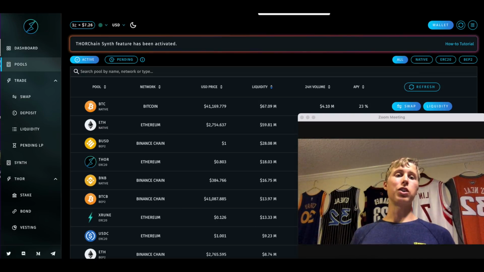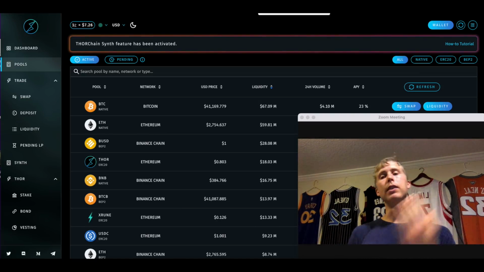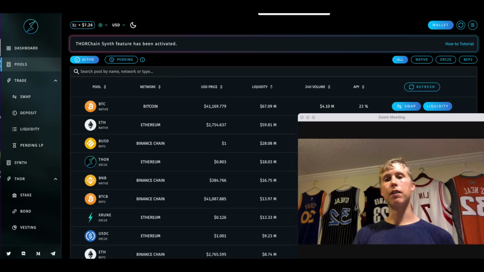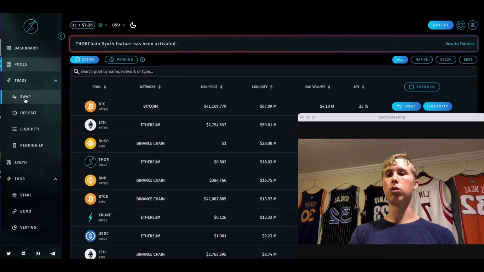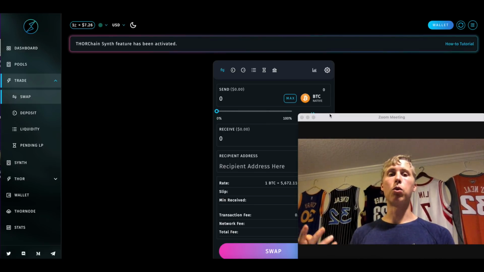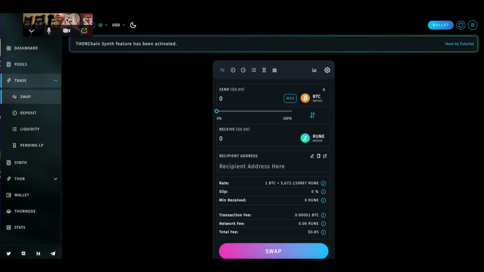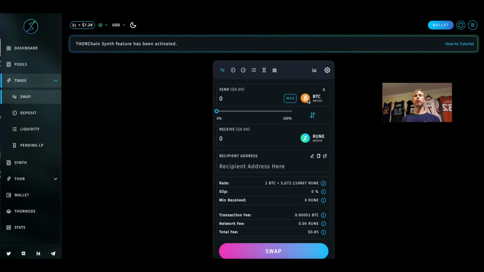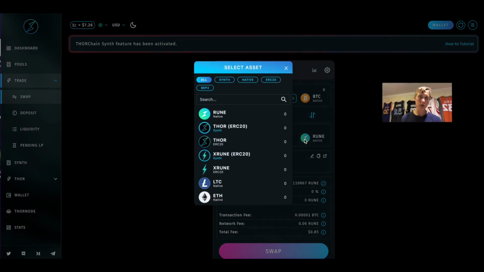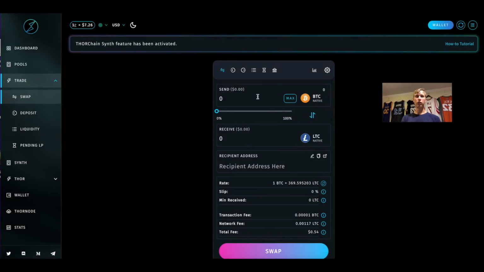First is ThorChain. ThorChain allows you to swap native assets for other native assets. So you can literally go over to ThorChain and say, I want to swap my Bitcoin for some of your Litecoin. And you're like, what? Well, all you got to do is select Bitcoin and Litecoin, and you can literally swap one Bitcoin for 350 Litecoins. Sure, there is a little bit of slippage here because it is a smaller pool, but the concept applies. You can swap a native Bitcoin for a native Litecoin.